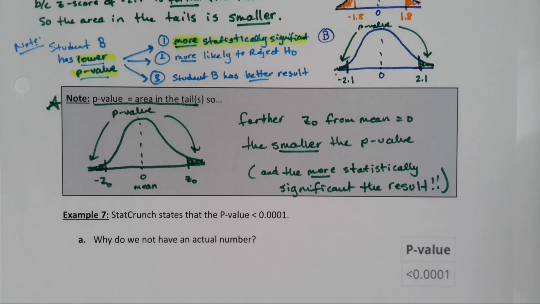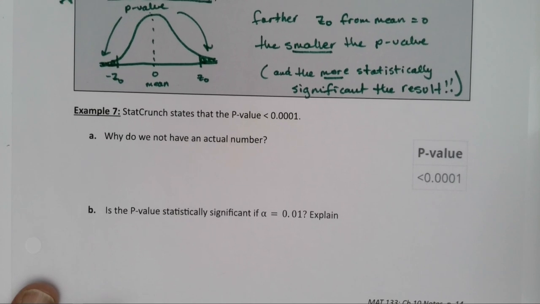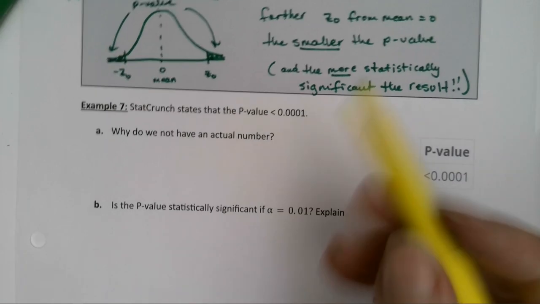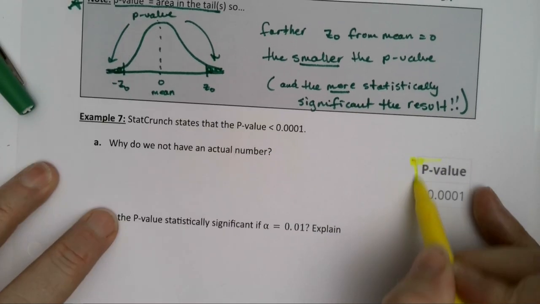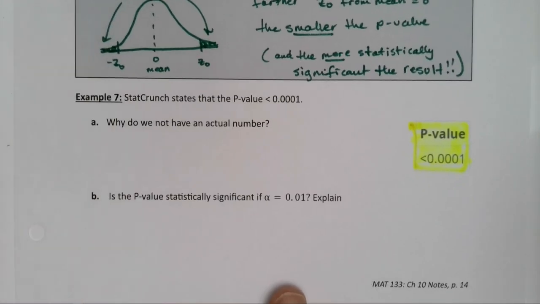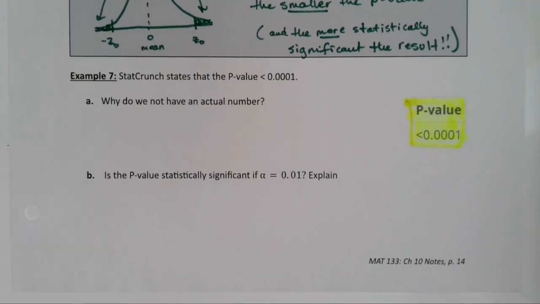Okay, so let's think about what if the p-value that StatCrunch gives you is annoying. A lot of times you'll see this when you go to StatCrunch. I'm just going to give you this box. That's what it's going to give you. It'll just look like that at the end of your StatCrunch. And you'll be like, what in the world? Why do we not have an actual number? What is going on?